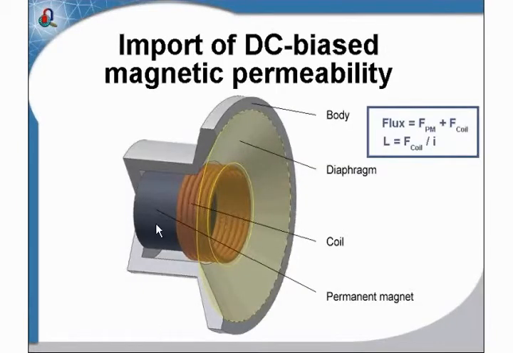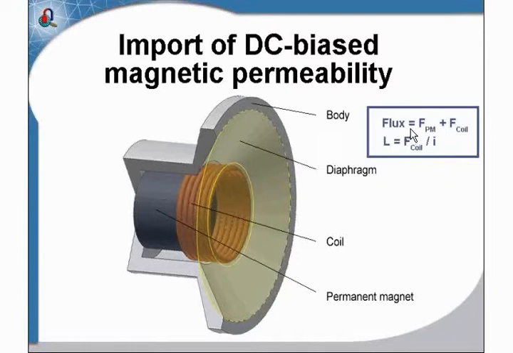For example, in the speaker there is a permanent magnet and the coil. We should take into account the saturation caused by the permanent magnet, and at the same time we need to calculate the flux created solely by the coil in order to calculate the coil inductance.